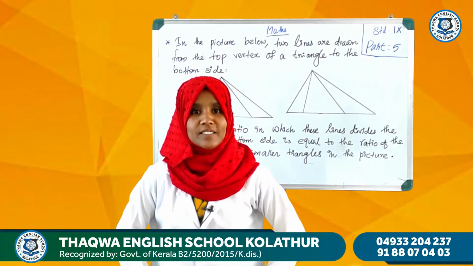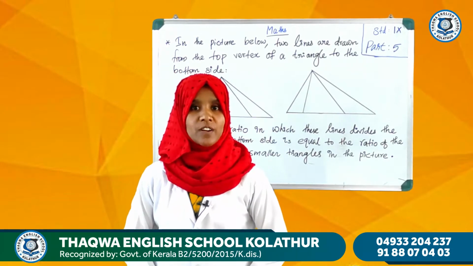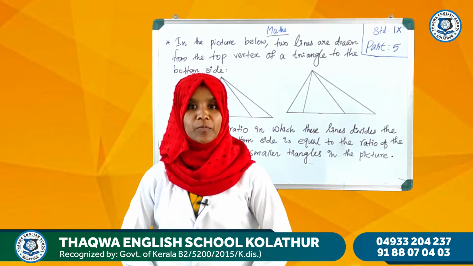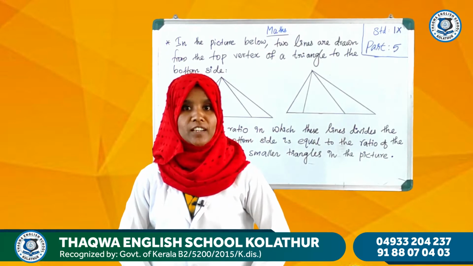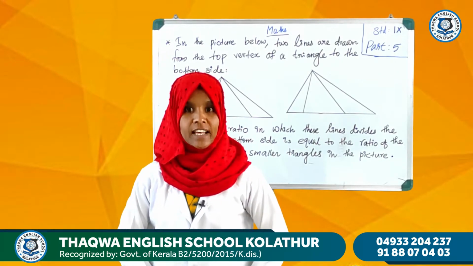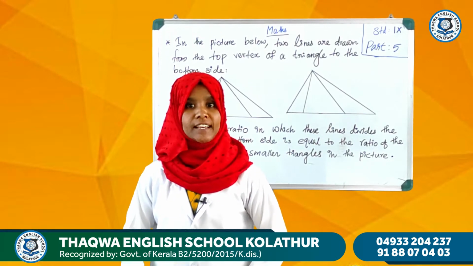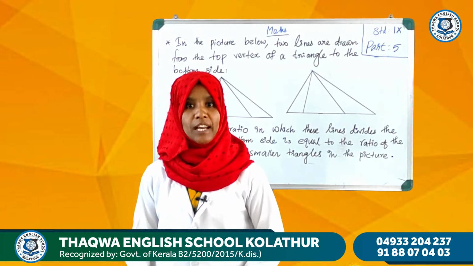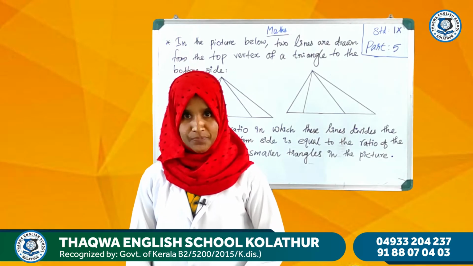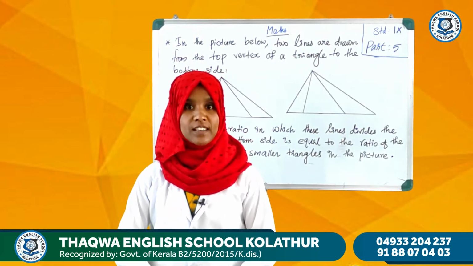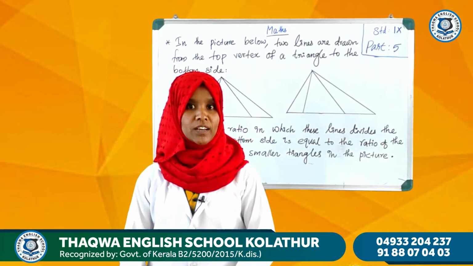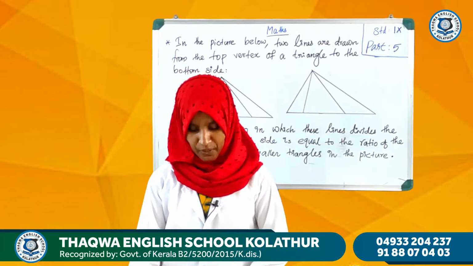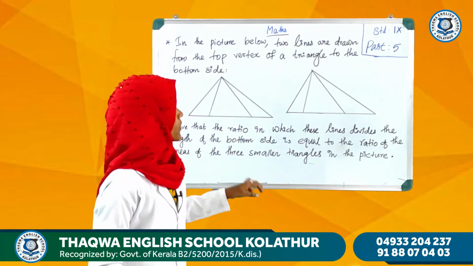Dear students, in the last class we discussed that a line from the vertex of a triangle divides the length of the opposite side and the area of the triangle in the same ratio. Today we have to discuss some problems based on the last concept. All of you listen to the board.